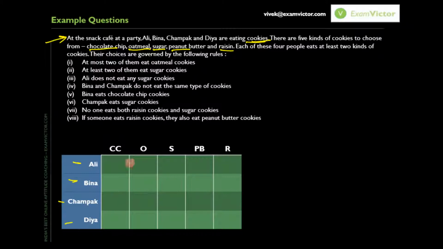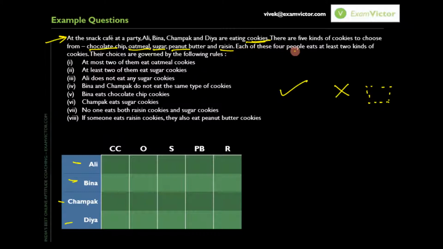Now, when I'm filling data in this table, I'm going to use a tick to mean that somebody has eaten that kind of cookie. I'm going to use a cross to mean that somebody has definitely not eaten, or cannot eat, or will not eat that kind of cookie. And if it's just an empty cell, that means we don't know. We are not given enough information to populate that cell. So tick means definitely eaten, cross means definitely not eaten, empty means we don't know.